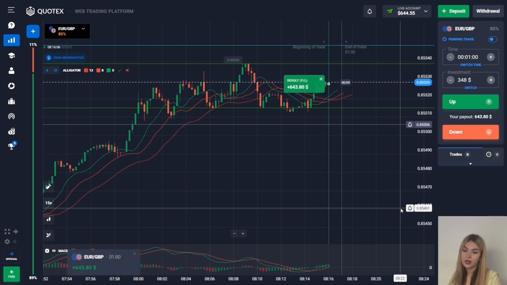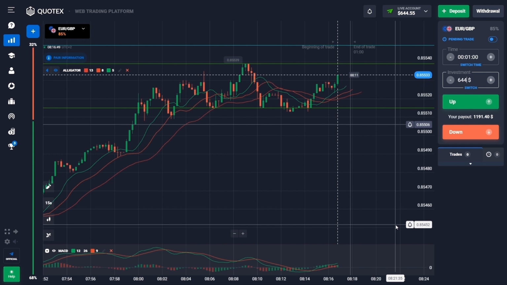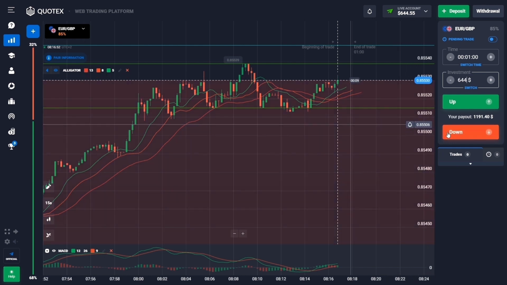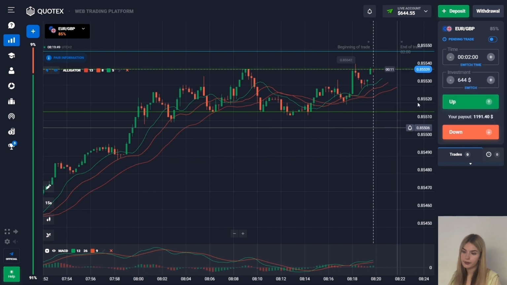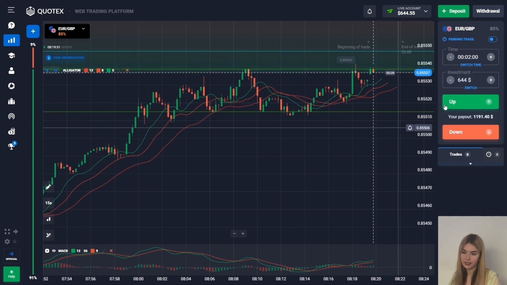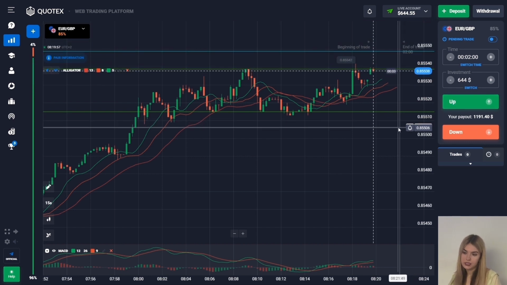After a minute, I make sure that the entry point was chosen correctly and we made a profit, guys. We see that the price is trading near the level of the previous maximum and even a little higher. Since the market as a whole is growing quite steadily, I want to open a deal to go up.